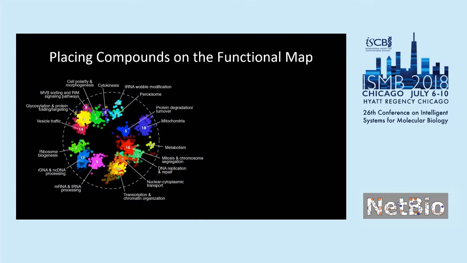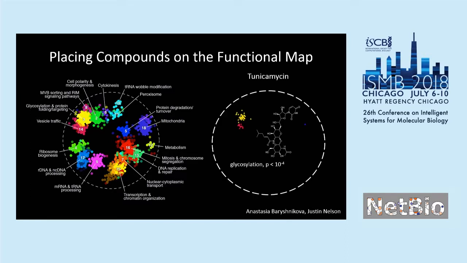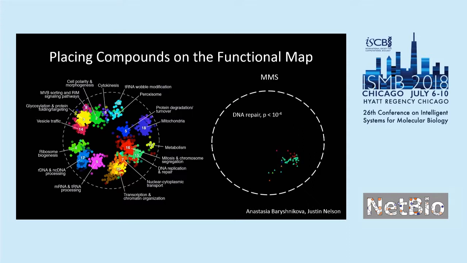Now on to some of the functional annotations of these compounds at the library level. What I can show you here is how we put these compounds on the map. First of all, if we want to look at individual compounds, we can look at all of the genes that had similarity. In this case, tunicamycin's most similar genes are mostly showing up in glycosylation, and tunicamycin is a glycosylation inhibitor. Same with MMS, which is a DNA damaging agent. It lights up the DNA replication and repair regions of the cell.